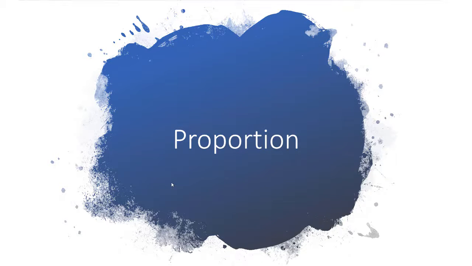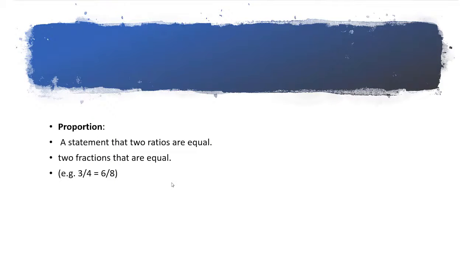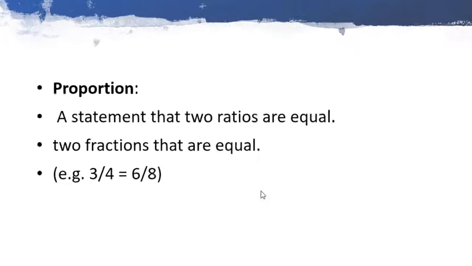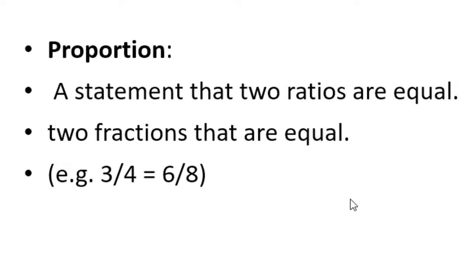So today this is our second Google Classroom and our topic is proportion. So let's start with it. What is proportion? A proportion says that two ratios are equal, or two fractions that are equal. For example, 3 upon 4 is equal to 6 upon 8.